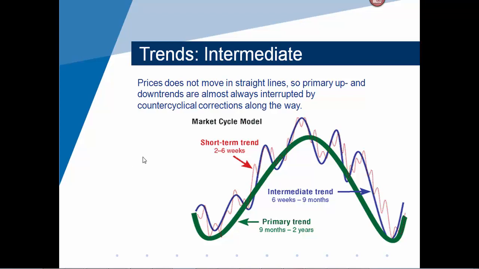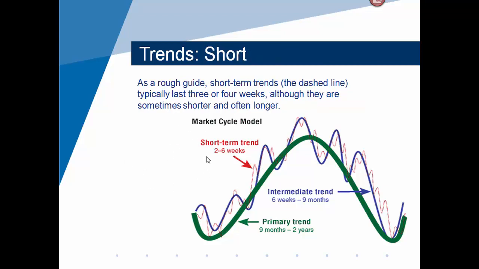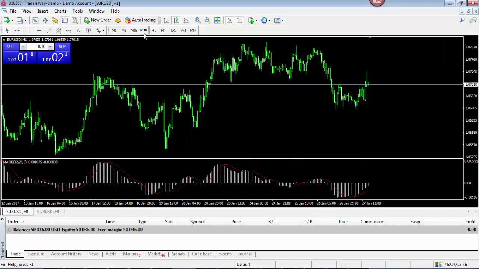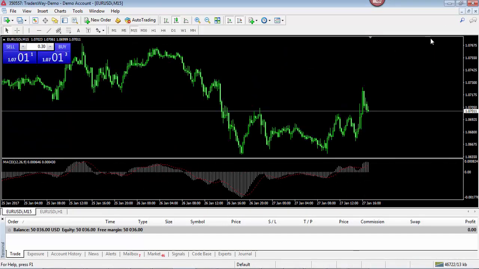Now, moving over to our short-term trend. Our short-term trend is that of our 1 hour time frame, or we can even look down to our 15-minute time frame.